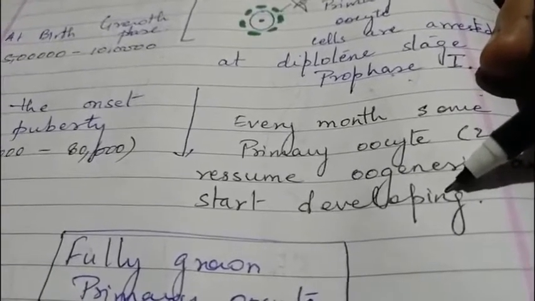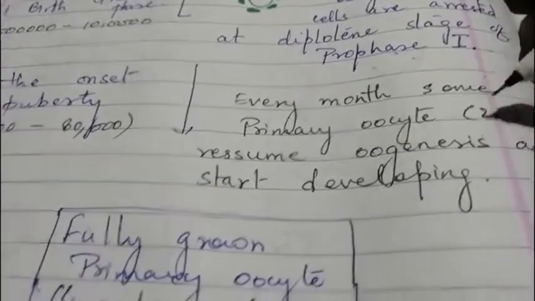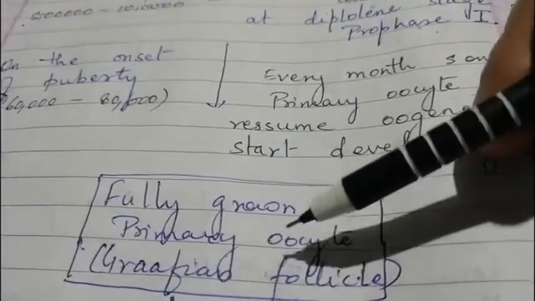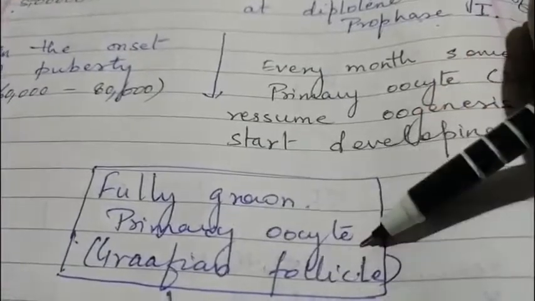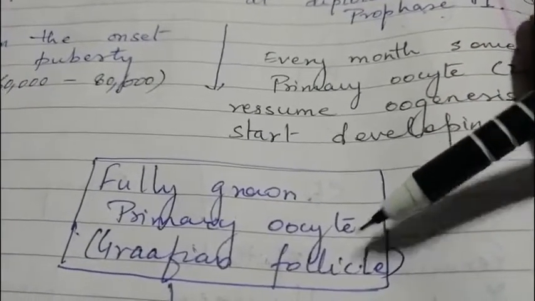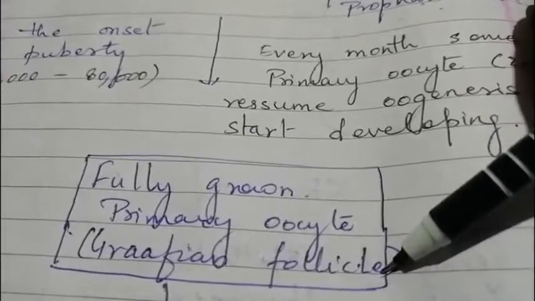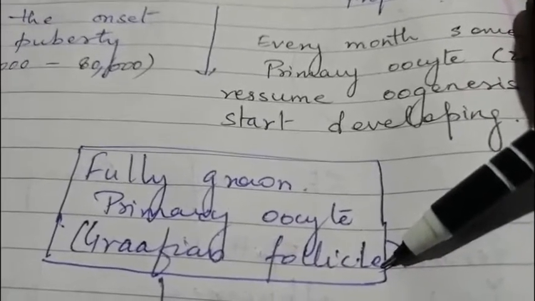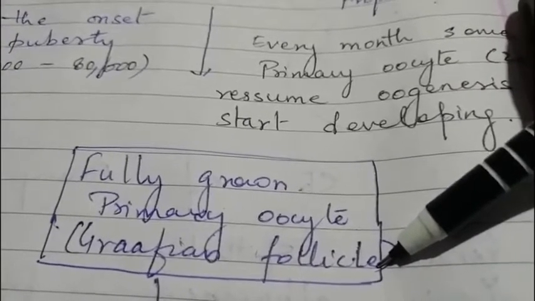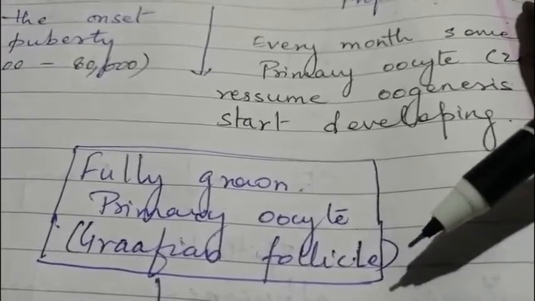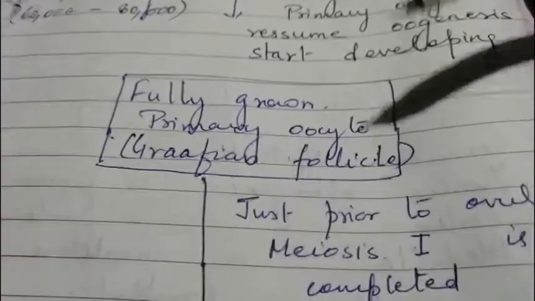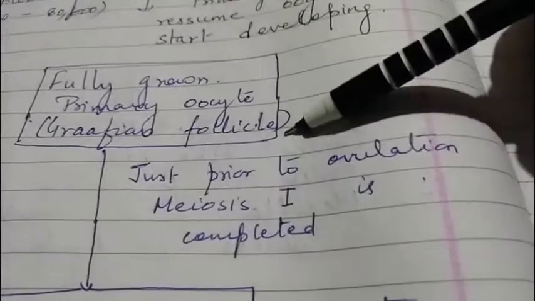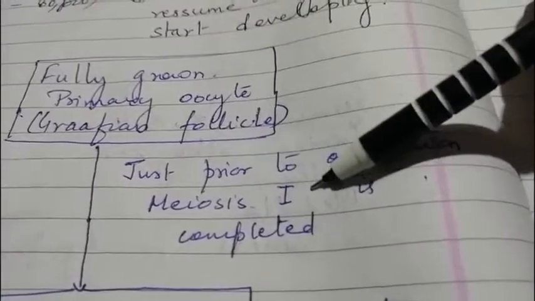Now, out of these 20, only one of them grows fully into a full-grown primary oocyte or mature follicle, which we call the Graafian follicle. The rest of them undergo atresia. We call it follicular atresia, that is, they degenerate. One of them grows into the Graafian follicle, or mature follicle.